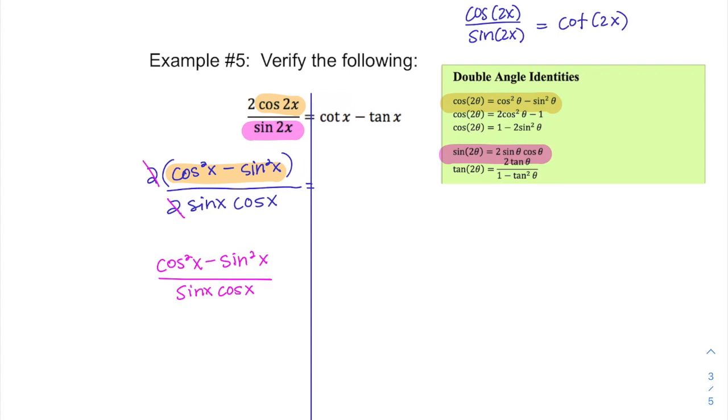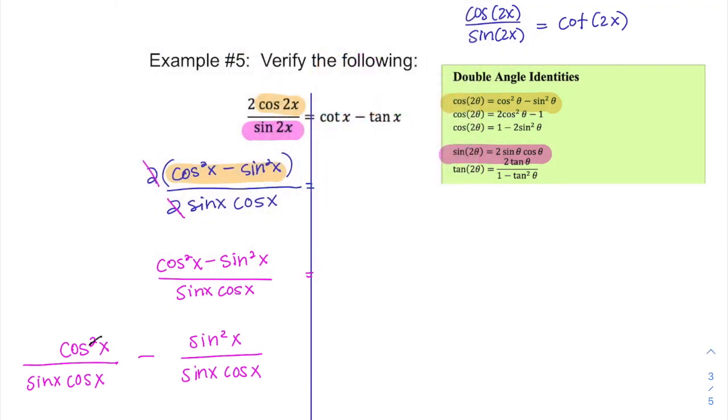Now looking at this, everything is in terms of sine and cosine, which is a good sign. Nothing can cancel as is, but it feels like you should be able to cancel things. So I'm going to use the strategy of separating these two out: cosine squared x over the denominator sine x cosine x, minus sine squared x over the denominator sine x cosine x. The benefit of doing this is it's separating the difference on top, which is then going to allow me to do some canceling.